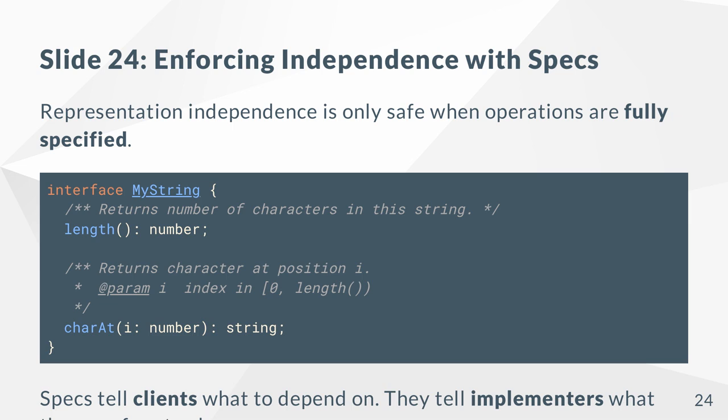These specifications are contracts. They tell clients exactly what to depend on. The client knows that length returns a count of characters. The client knows char will give them the right character for a valid index. And these specifications tell the implementer what they are free to change. As long as length still returns the character count, and char still returns the right character, the implementer can store the data in any form they like. Without specifications, clients might rely on undocumented behavior. Then changing the implementation, even without changing the spec, can break code silently.